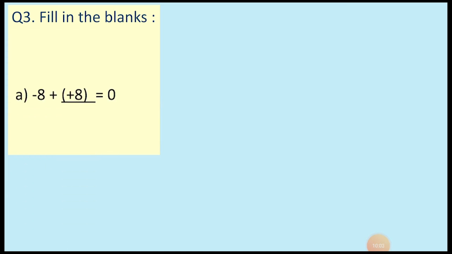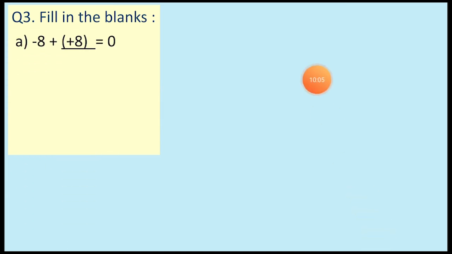Now see the next question, that is fill in the blanks. So you can see children, we have to fill this blank. As per the rule of addition of integers you have learnt, when we add two integers of the same value with opposite sign, their sum is equal to 0. So if we have minus 8 and it is to be added with the blank given here, we'll write the same integer with opposite sign, so we'll get 0. So that is plus 8.